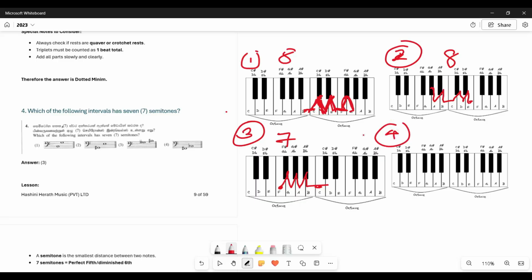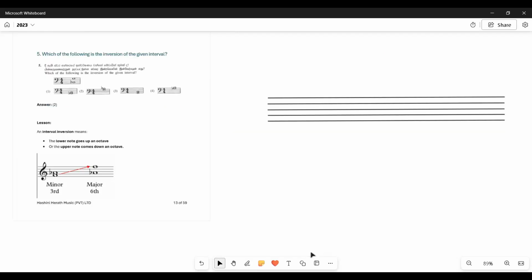Let's just look at the fourth one as well, just to be sure. This is F sharp, and this is B flat. 1, 2, 3, 4. 4.